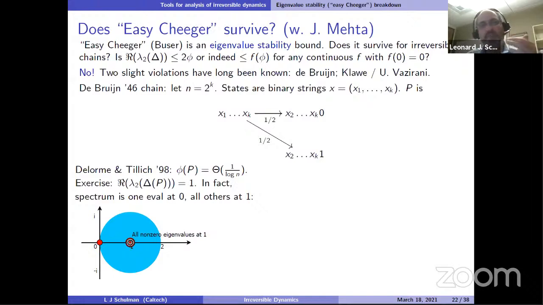The most beautiful example is this chain due to De Bruijn, where the states of your system are bit strings of length k, and what you do in every step is you drop one bit off the end of your chain and then put a random bit at the beginning of the chain. Or I think I did it the other way around in the slide. So that's a very simple chain to describe. It's a very beautiful chain, has a lot of wonderful properties. In the lower left of this slide, you can see what the spectrum of this chain looks like.